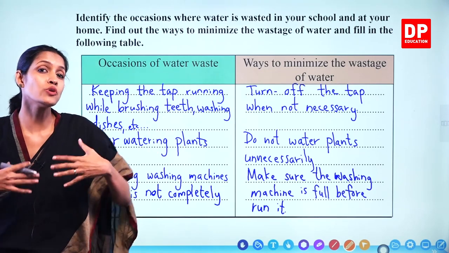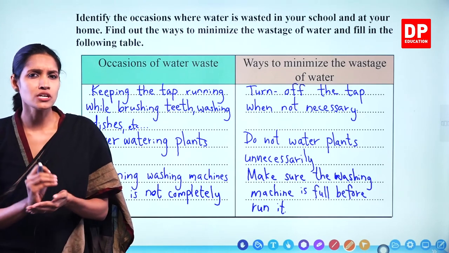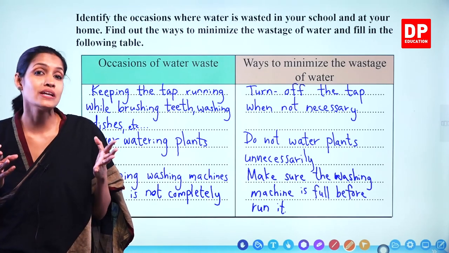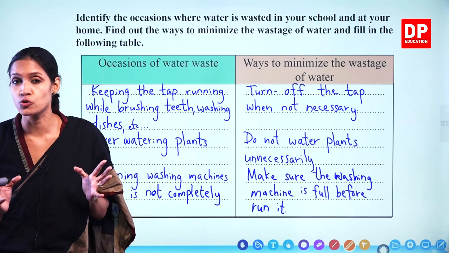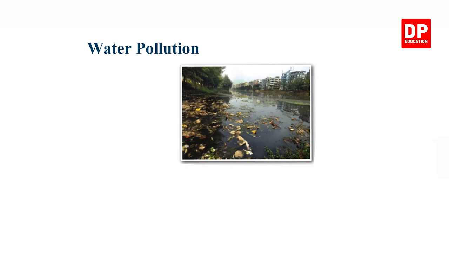And you can even educate the others. If you see that your family members waste water, you can educate them. You can tell them that water is a limited resource. You should not waste it. Understand, children? Right. Now we have come to the last topic of this lesson.